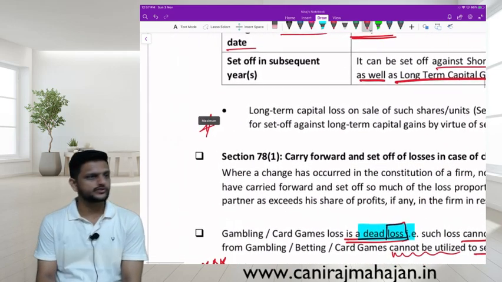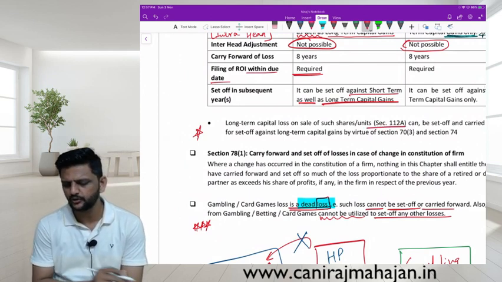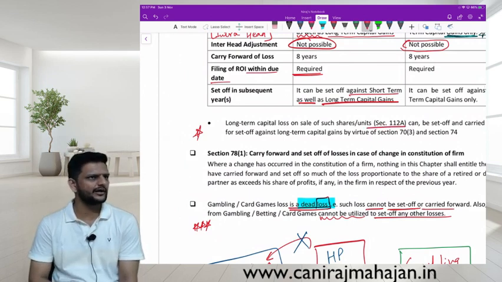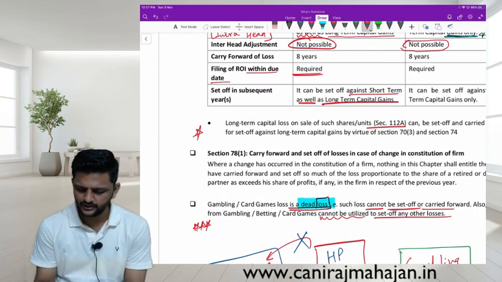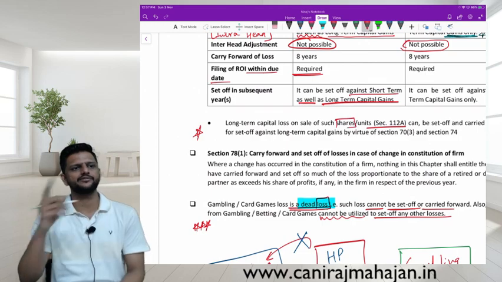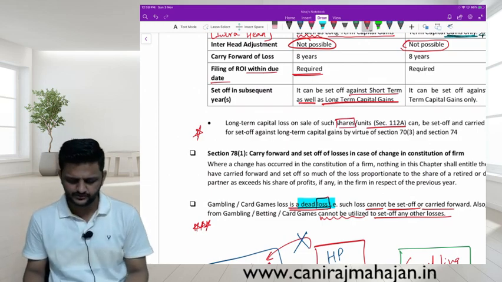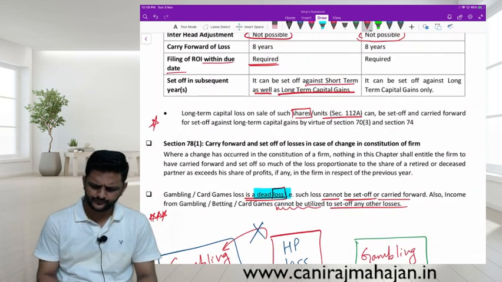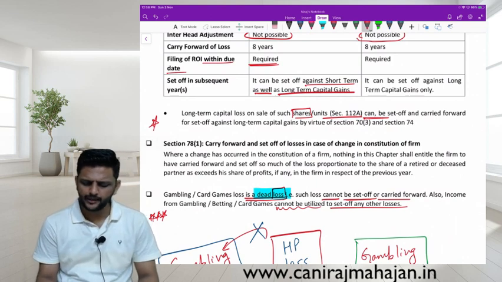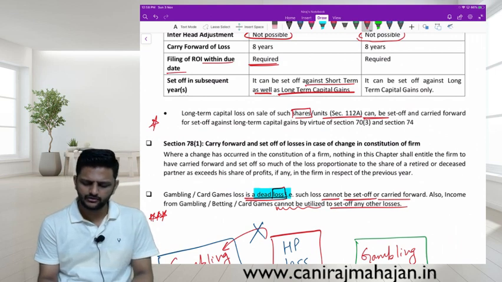Long-term capital loss on sale of such shares or units. Which shares or units are we talking about? Which were taxed under 112A. Listed ones, where STT is paid at the time of purchase and sale in the case of shares, and at the time of transfer in the case of units. Equity oriented mutual funds or business trust units can be set off and carried forward for set off against long-term capital gains by virtue of section 73 and section 74.